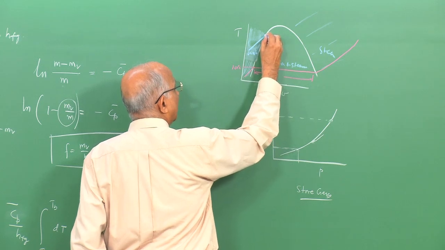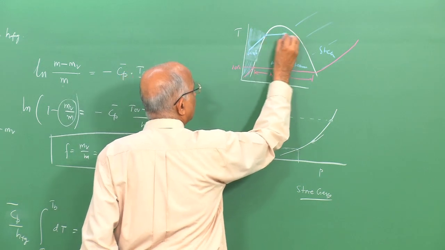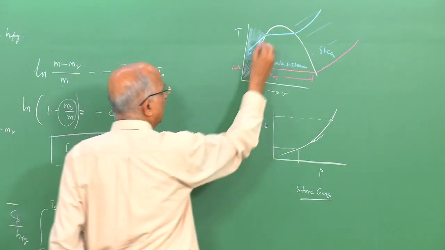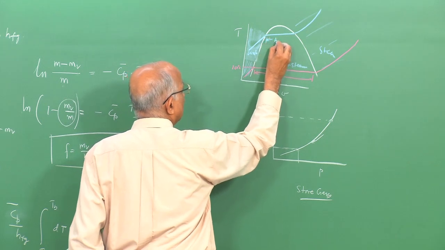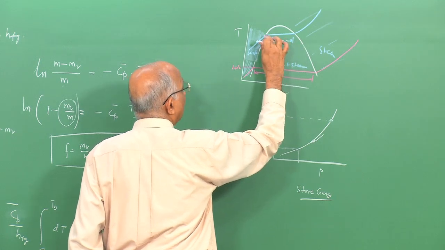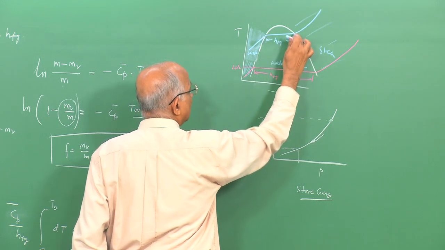Well, the boiling temperature is higher. This is water. It goes over here and I have the constant pressure line. In other words, at this particular pressure, this is the latent heat of water. That is the latent heat for vaporization. That is the heat required to go from water to this.